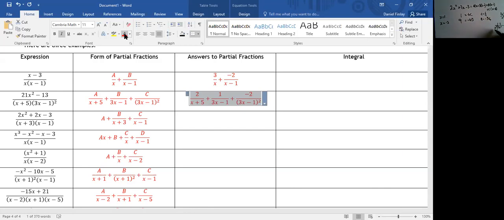Now, if you don't like that method, then you can just pick any random number. So again, if I pick 0, that should work. So minus 3 on the side. Here, I get 3 times minus 1, so I get minus 3a. Here, I get minus b. And here, I get 3c.